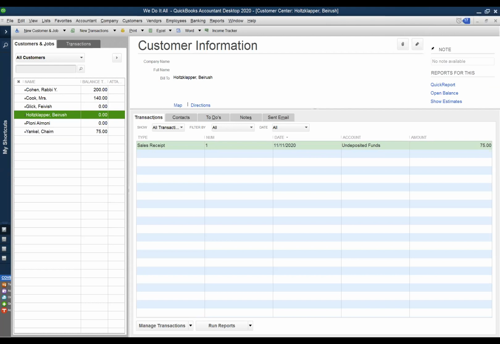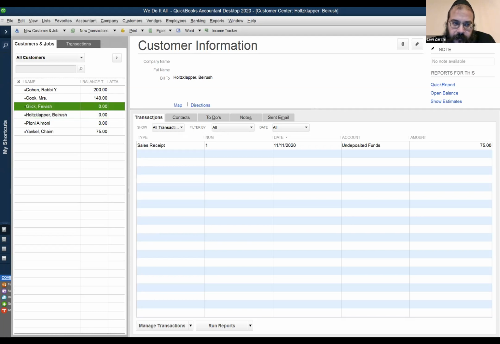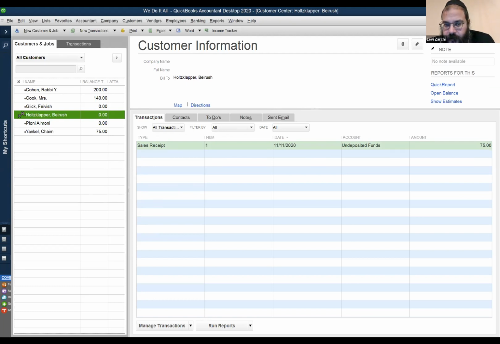So again, where's the sales receipt? The bottom right window. You're going to see it right here. Are you in customer center? Okay, now I am. I never told you to run away. On the right side, it'll give you details for each client. So if you highlight either Holtzklapper or Holtz, on the right part of the window, you should see sales receipt. I don't see sales receipt on the right side. The bottom right is there.